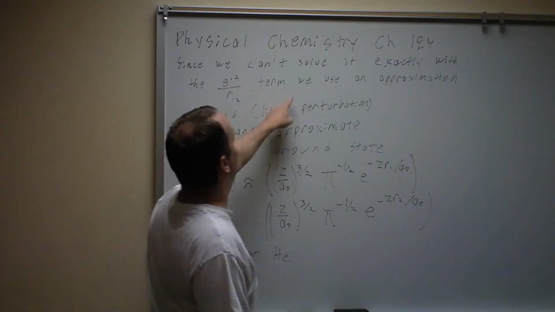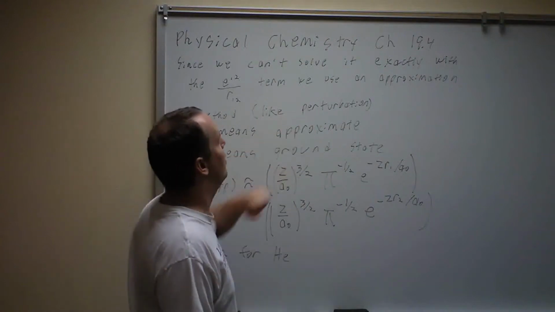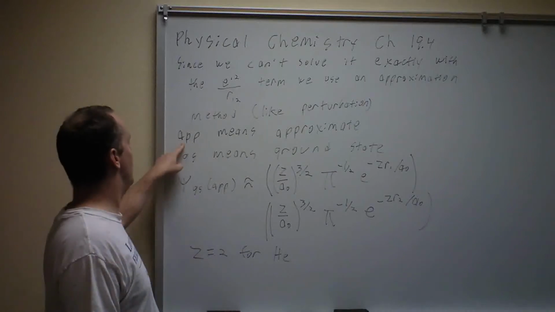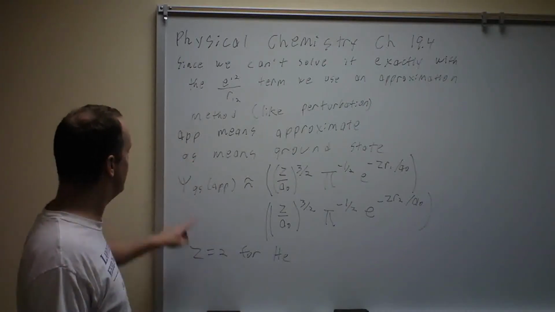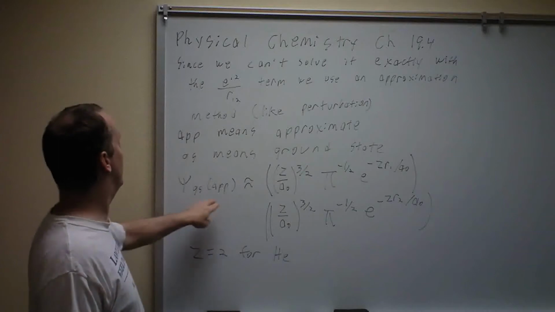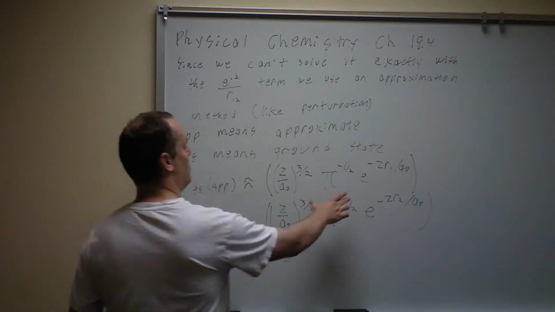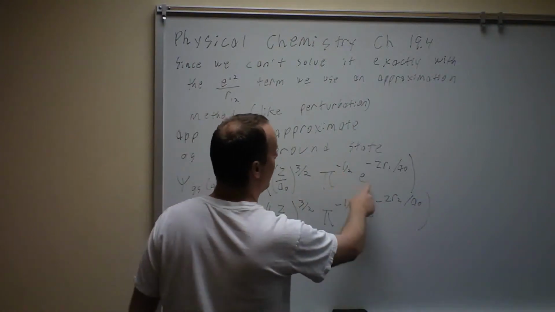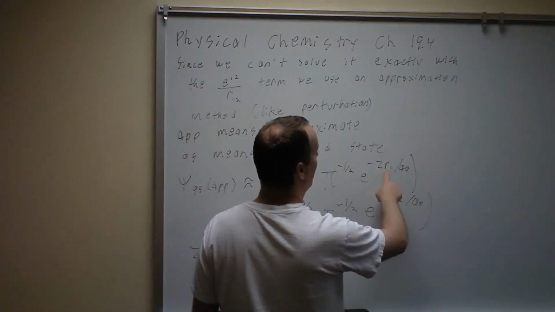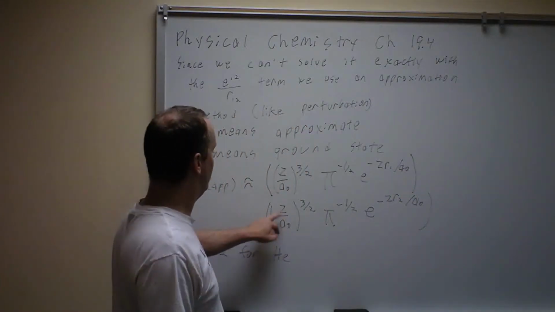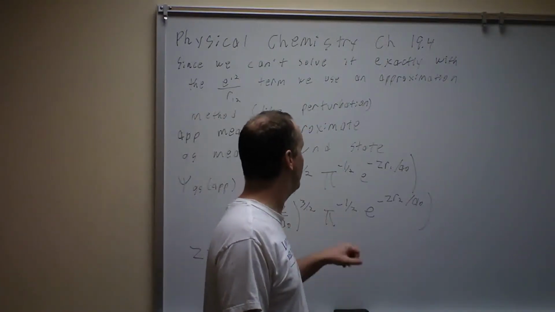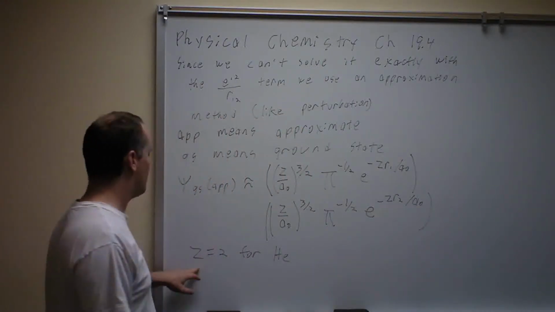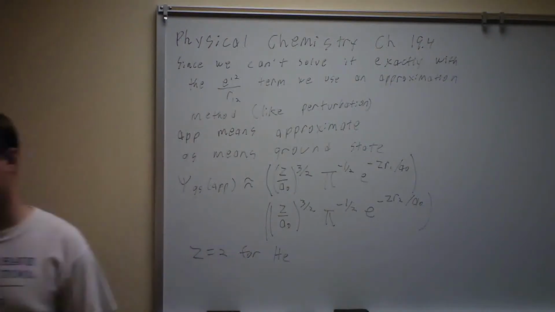So what we're going to do is use an approximation method. We talked about the perturbation method already. So we're going to abbreviate approximate with APP and then ground state with GS. We're going to have this psi for the ground state, approximate, which is roughly equal to this whole thing here. So we have (Z over a naught) to the 3/2 times pi to the minus 1/2 times e to the minus Z r1 over a naught, and then times (Z over a naught) to the 3/2 times pi to the minus 1/2 times e to the minus Z r2 divided by a naught. And remember, Z equals 2 for helium, of course.